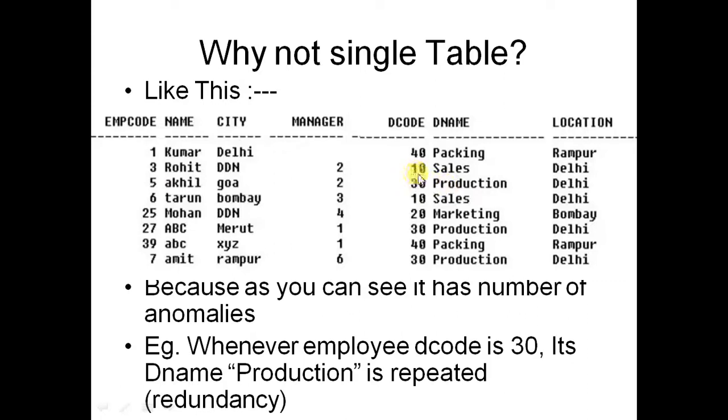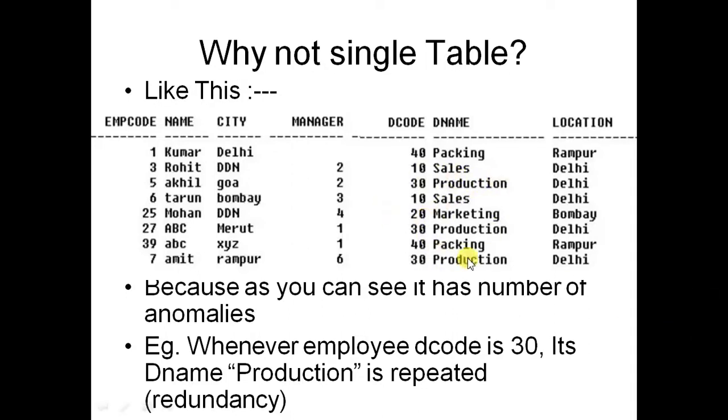You can see 10 sales Delhi, 10 sales Delhi, 30 production Delhi, 30 production Delhi, 30 production Delhi. So what is this? As you know, this is called redundancy anomaly. Now this problem can be identified with the help of normalization also. It is directly visible to you, and moreover it is visible in case of normal forms also. So what was the first anomaly? Redundancy. Redundancy means this unnecessary repetition.